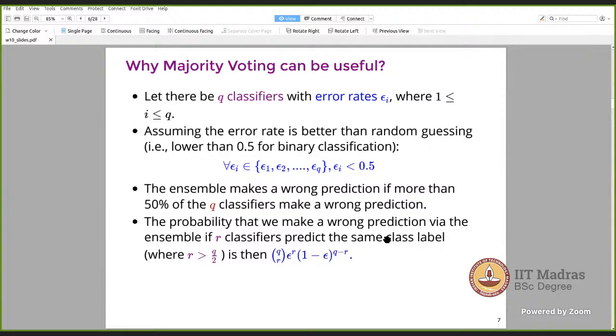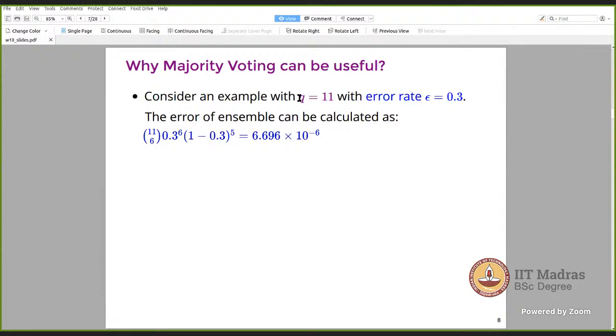Now, let's see why this should work. Let's take an example. Let's say we have 11 estimators. We're talking about classification, and let's say they all have an error rate of 0.3. This is essentially the probability of wrong prediction. Each of these estimators has a 30% probability of wrong prediction and a 70% probability of correct prediction.